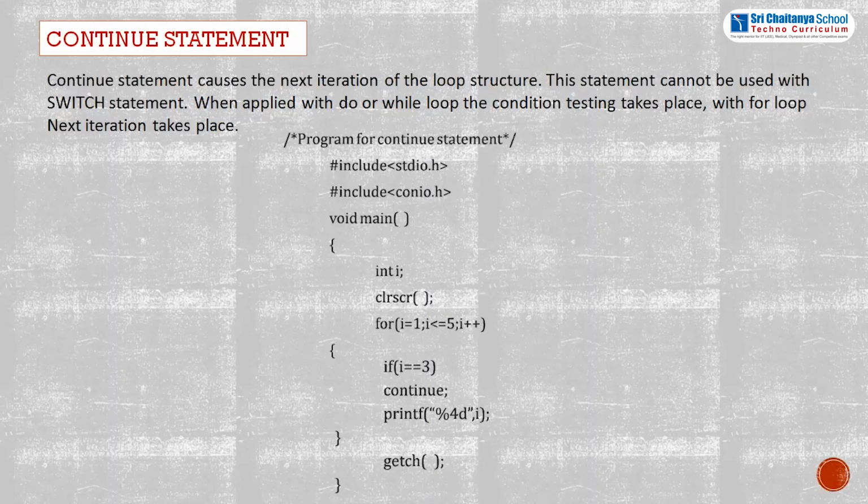With a for loop, the next iteration takes place. Let's see how it is. For example, the same example as we have seen in the previous slide. We are assuming that if the condition i == 3, then continue. So what happens here? The next printf statement will also be executed here.